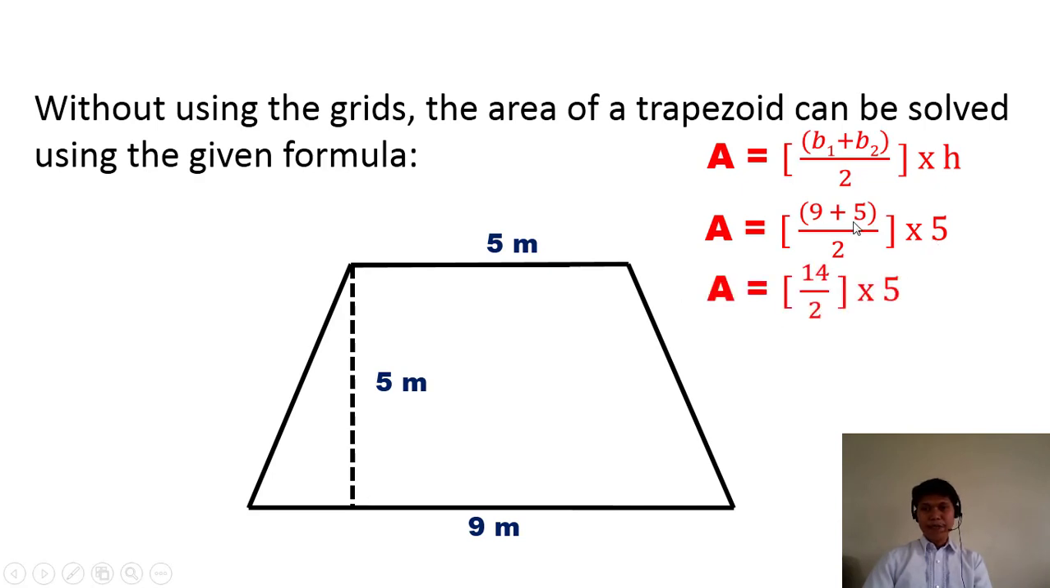So 9 plus 5 is 14, divided by 2 is 7. 7 times 5 is equal to 35. So the unit is square meters. So the area of this trapezoid is 35 square meters.